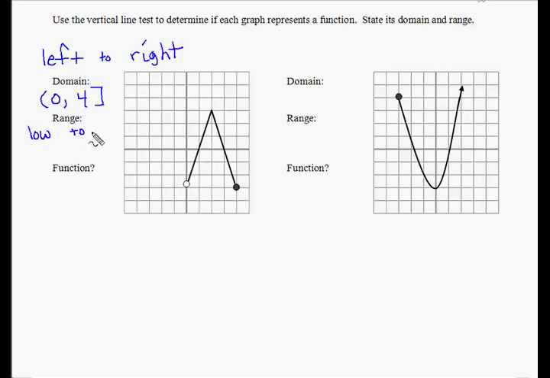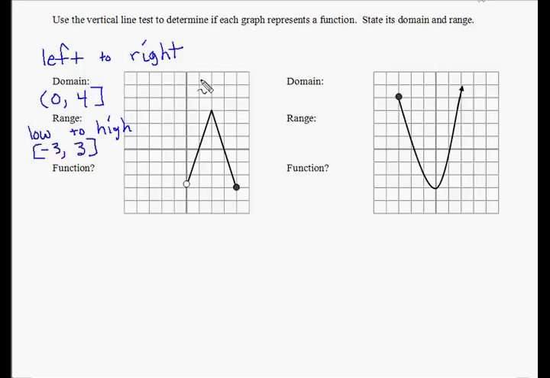Range is to determine how low to how high the graph goes. So this lowest point is -3, and it is included here, even though it's not included there. So we use a bracket, -3, and how high the graph goes is above the x-axis to +3, and again this is included, so we use a bracket.